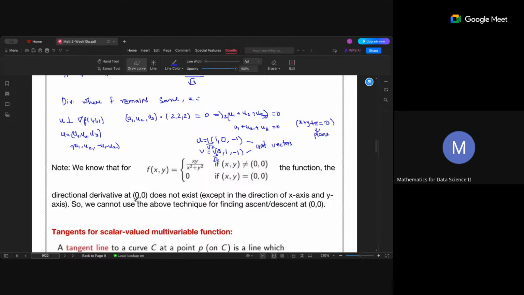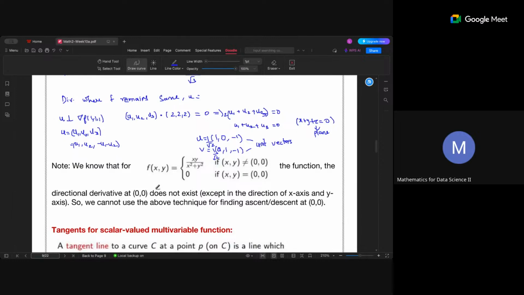Okay, fine. So here we cannot use the above technique for finding ascent or descent. What are the other possible techniques? We are not going to look into those in this course. Only the concept where the directional derivative exists, only that part we are seeing here. Okay, fine.